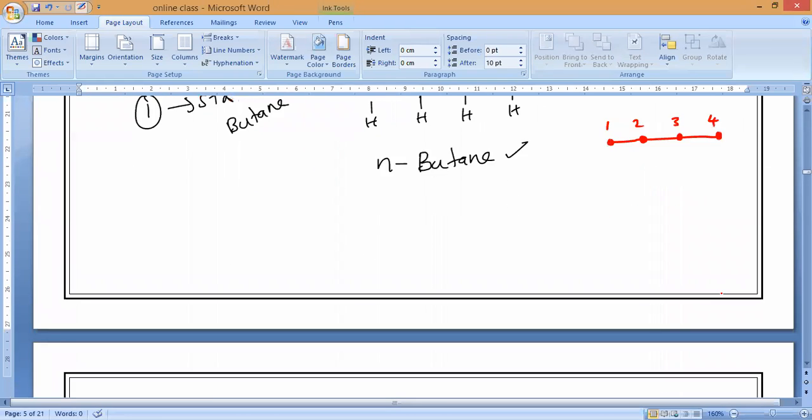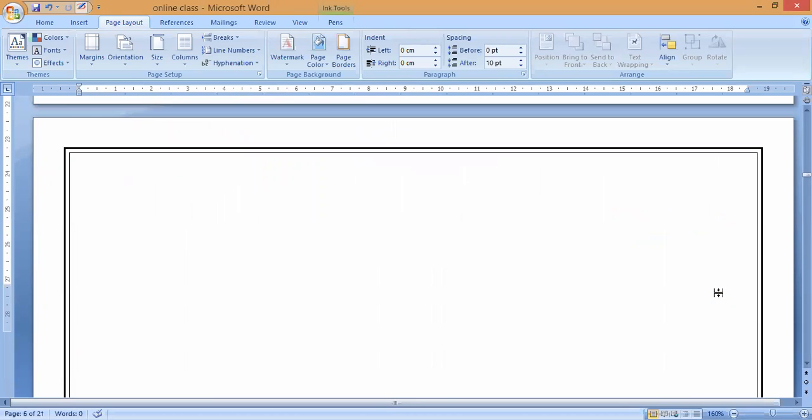Now, what is the second isomer? Can anybody say? For butane, n is equal to 4. What is the second isomer of butane, sir? This is iso-butane. Do you remember? Yesterday only I have done it, correct. Iso-butane. Do you remember?